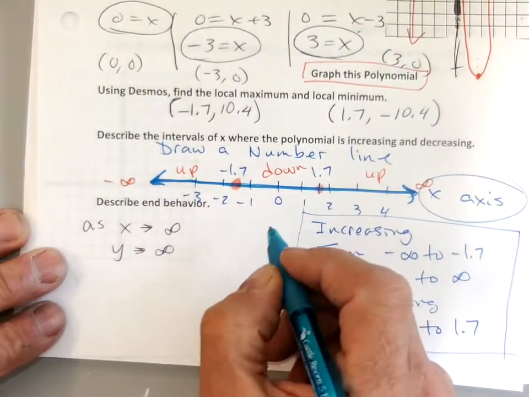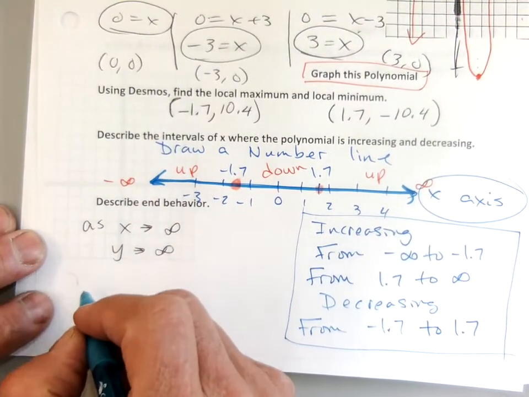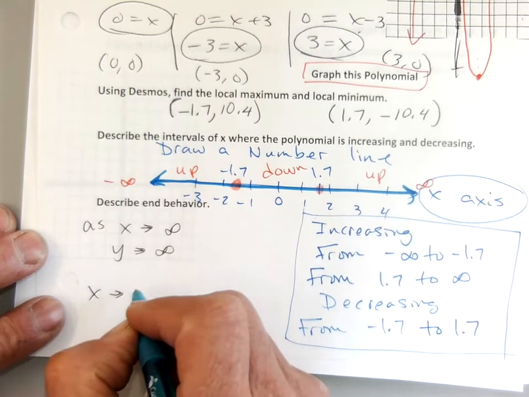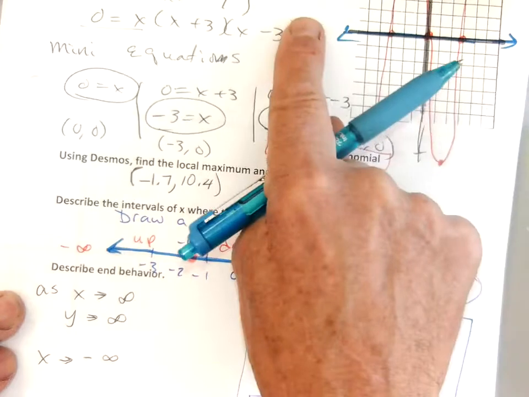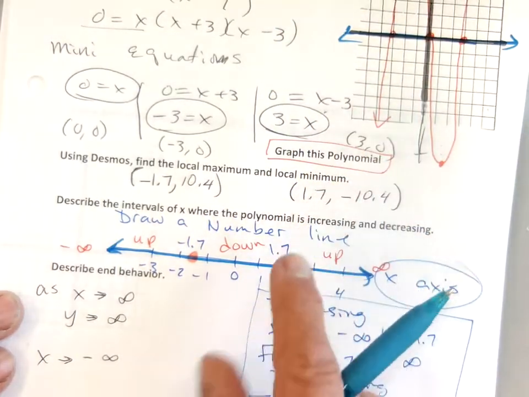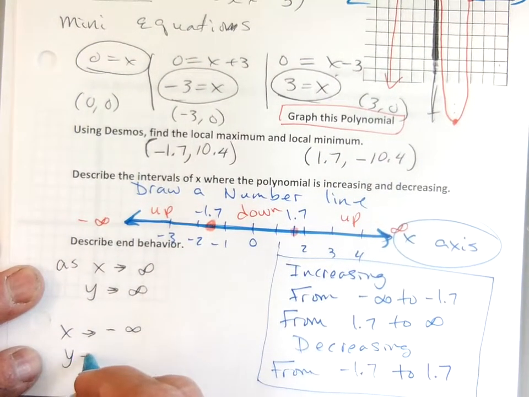That's end behavior, because you're going to infinity. And as x approaches negative infinity, y goes negative. Yeah, y is going down to negative infinity. It's that easy. Y goes to negative infinity.